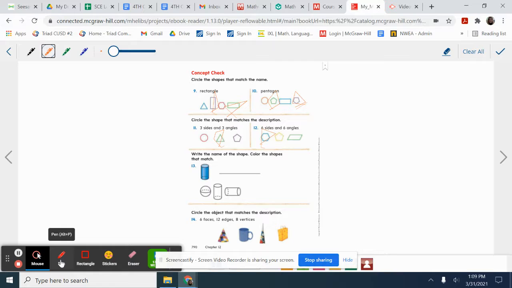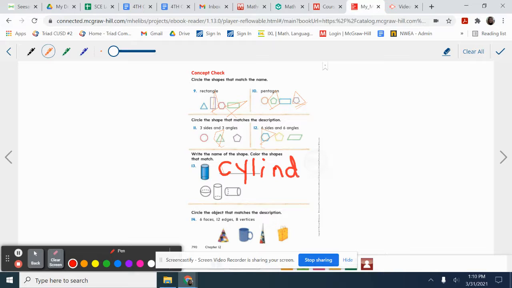All right, write the name of the shape, then color the shapes that match. Number 13, that 3D shape is called a cylinder. Cylinder. We're going to circle or color in any shapes that are the cylinder. That would be this one and this one.